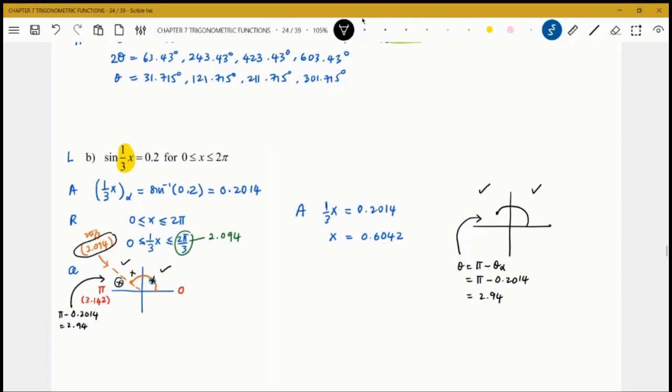So dia berada pada 2.94 bermaksud dia melebihi range kita adalah 2.094. So bila dia melebihi range, kita tak ambil dia sebagai jawapan. Sebab dia di luar range yang sepatutnya. So kita tak ambil pada second quadrant, kita hanya ambil pada first quadrant. So automatically second quadrant kita reject lah sebab dia di luar range. Sebab tu jawapan kamu hanya ada satu. Okay, is that clear?